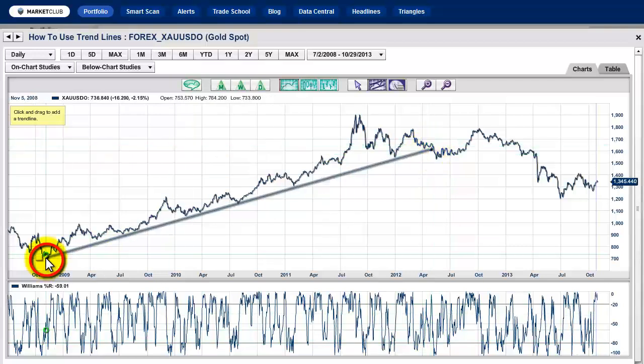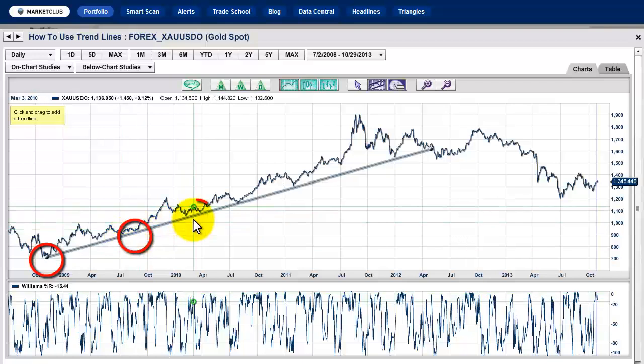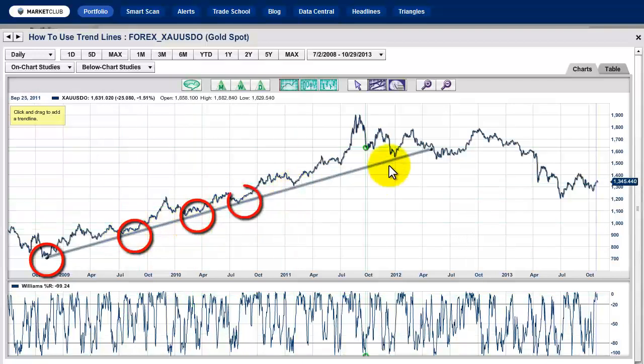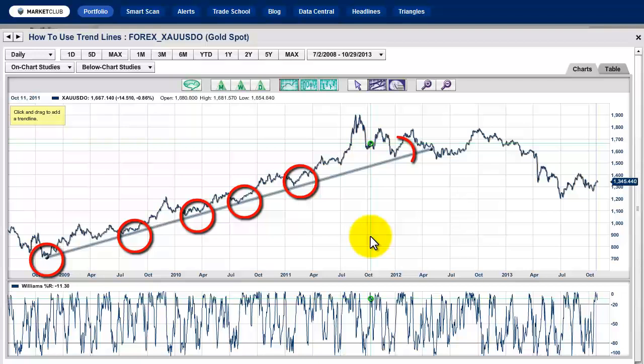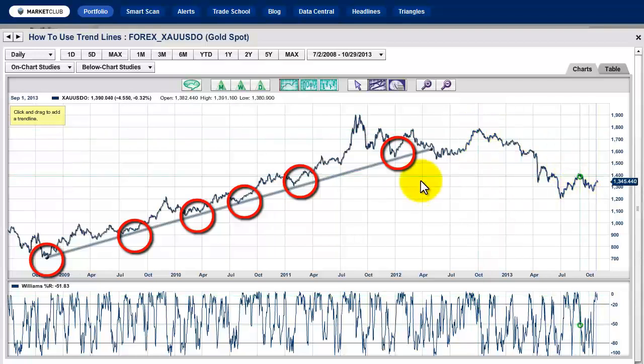So you have 1, 2, 3, 4, 5, 6, 7, 8 points. Obviously a very important trend line for this particular market. Now when the market breaks through, it doesn't exactly go down. It actually breaks through, goes back up, and then it goes down. That's not to say the trend line wasn't correct. We just didn't go over the highs that we saw here.